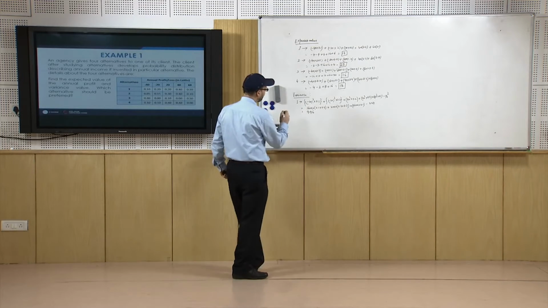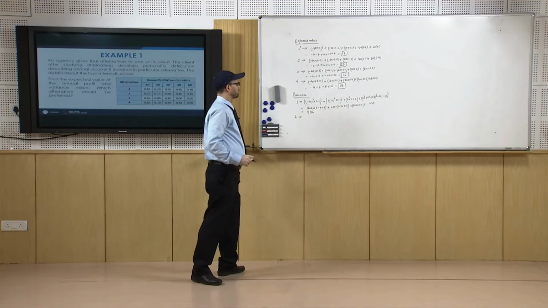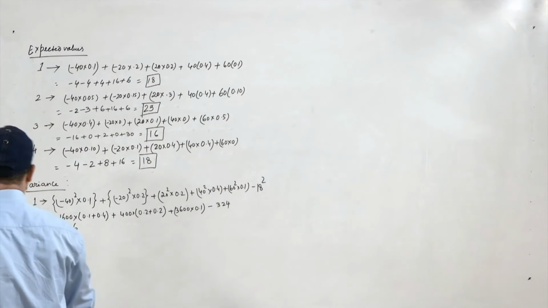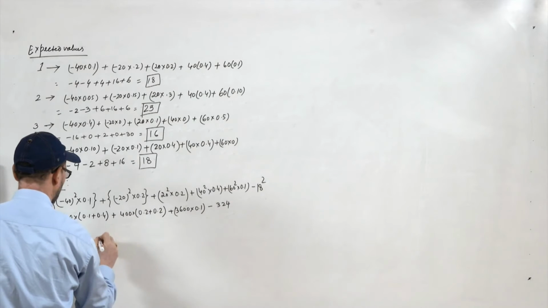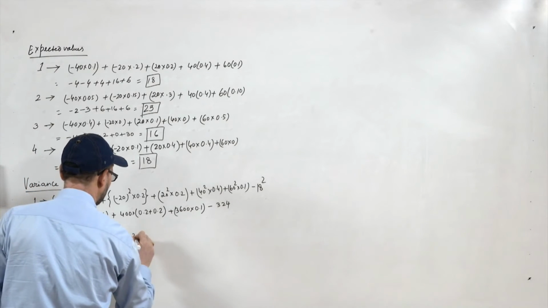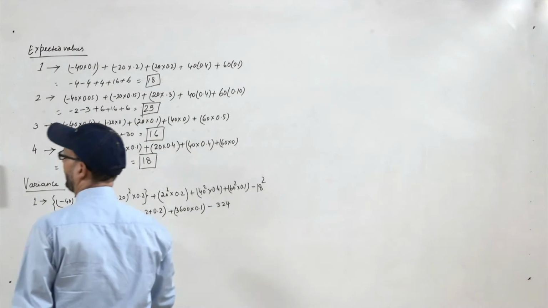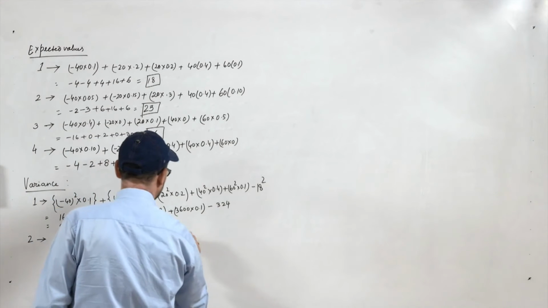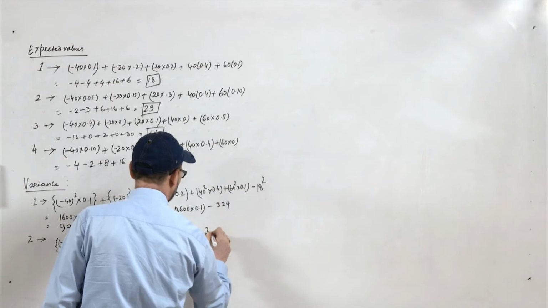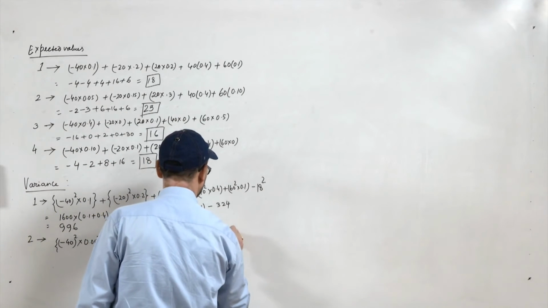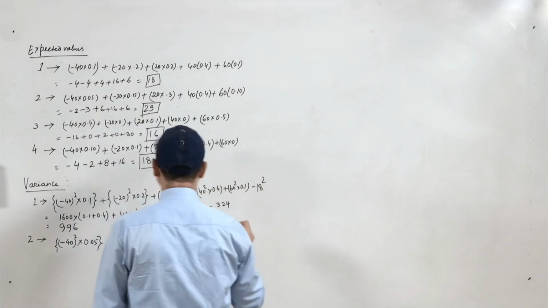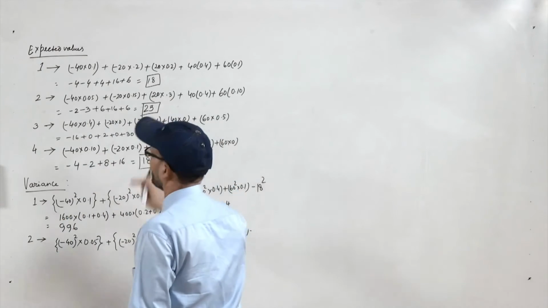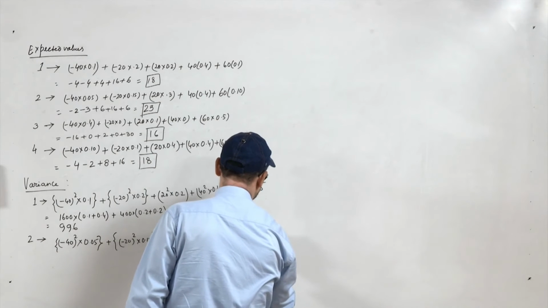We go for the second alternative. For the second alternative again, we have minus 40 square multiplied by 0.05, plus minus 20 square multiplied by 0.15, plus 20 square multiplied by 0.3, plus 40 square multiplied by 0.4, plus 60 square multiplied by 0.1, minus the expected value, which is 23. So, its square is 529.